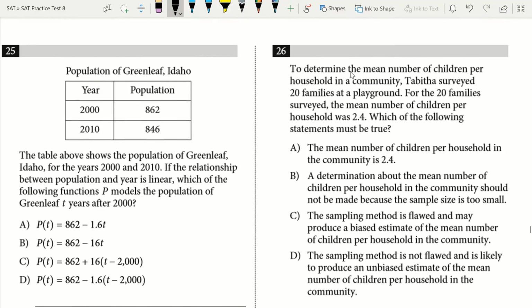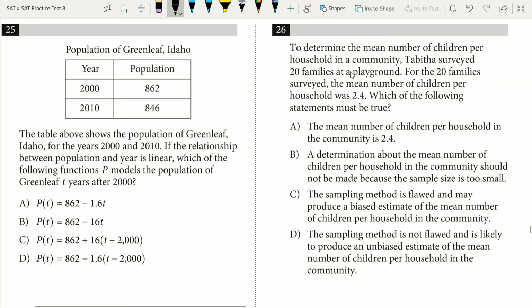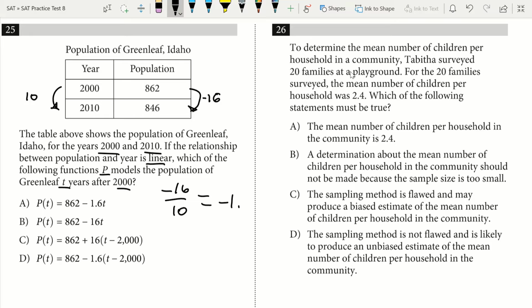All right, question 25, population of Greenleaf, Idaho. The table above shows the population of Greenleaf, Idaho for the years 2000 and 2010. If the relationship between population and year is linear, which of the following functions P models the population of Greenleaf T years after 2000? All right, well, I see I went down in population by 862 minus 846, which gives me 16. And I see as I went down in population, my time increased by 10 years. So I went down negative 16 over 10 per year, which is equal to negative 1.6 T. I know I start in 2000 with 862 people, so my equation, therefore, will be P of T is equal to 862 minus 1.6 T. All right, so my answer is A.